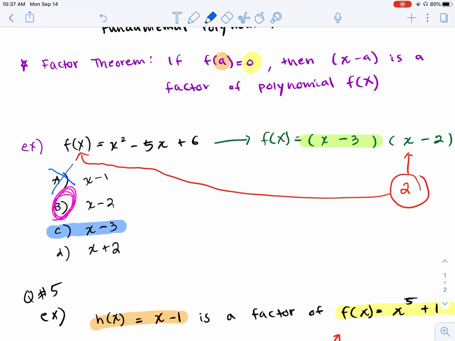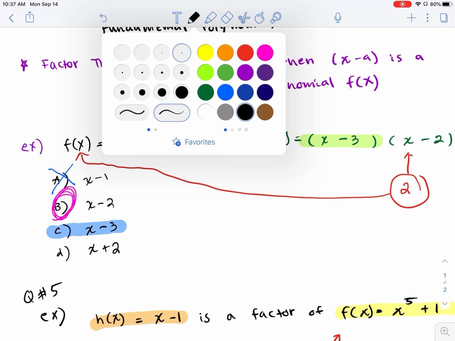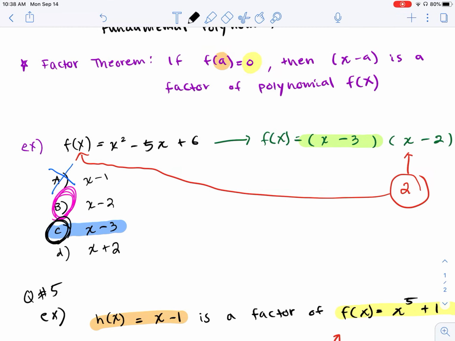If you already caught it, like, whoa, Miss So, I noticed that C worked as well. That is true. For this example, I made it so that we have 2 possible answers. So you can actually try to use the factor theorem for choice C.